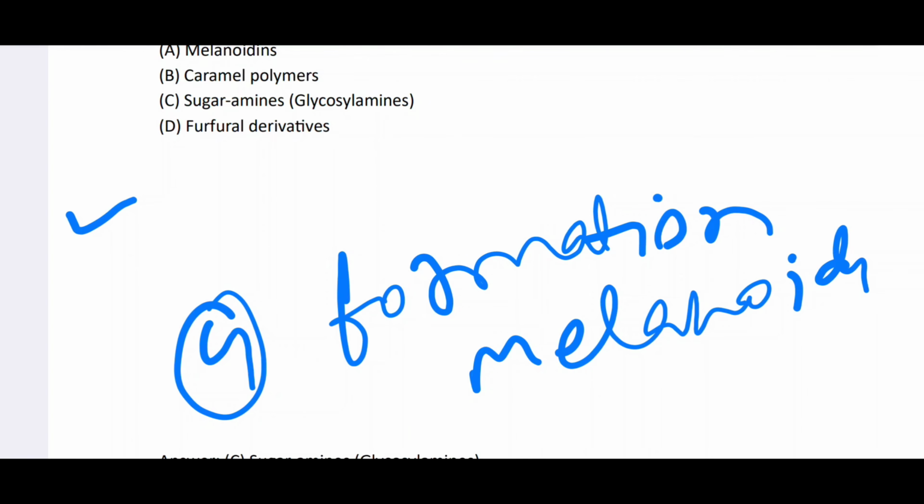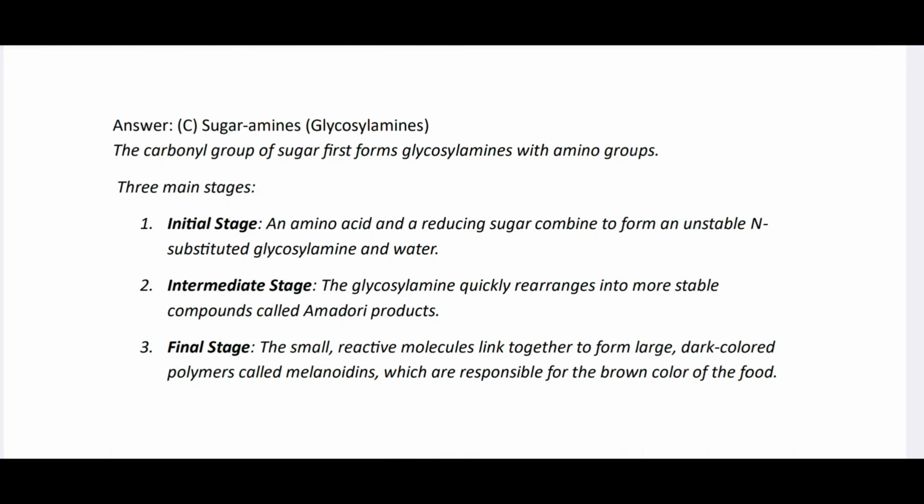This melanoidin is brown in color. So this gives the food its final brown color and tasty aroma. So here I have also written it briefly, initial, intermediate and final stage. So you can read that.